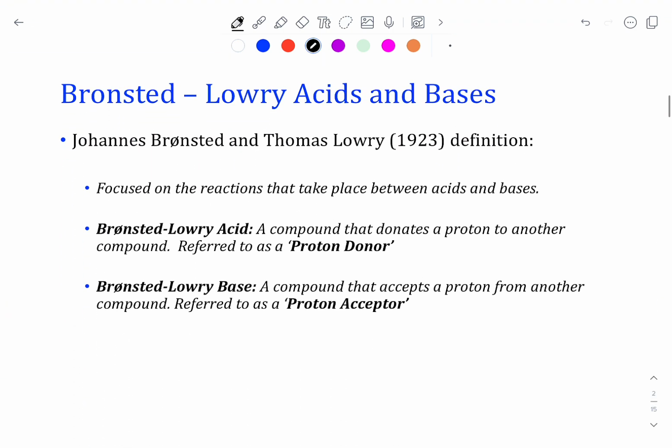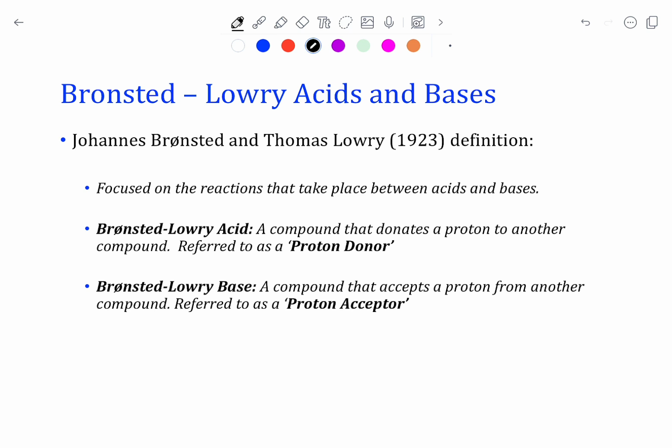So the type of acids and bases that we are going to be discussing specifically in this course are called Bronsted-Lowry acids and bases. Now this was brought about by Johannes Bronsted and Thomas Lowry, not that you need to know those specific names or the year in which they determined these terms, but specifically they focused on the reactions that take place between acids and bases. And what they found was there were two types of patterns in those reactions.